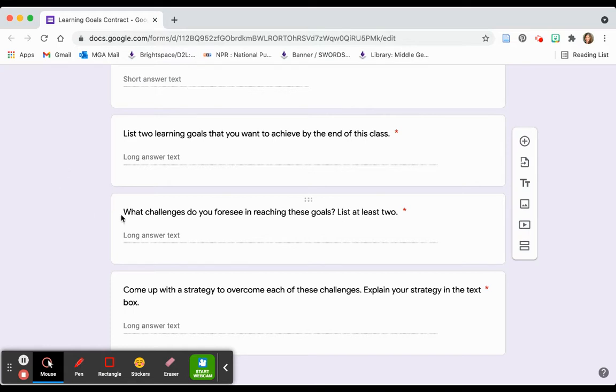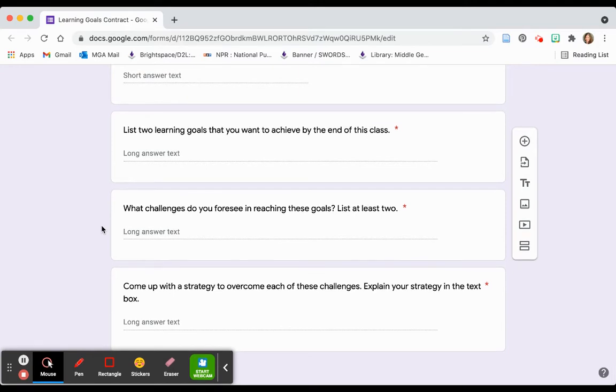The next question is, what challenges do you foresee in reaching these goals? So, these goals that you have, think about what will happen in the course of the semester that might get in your way. So, for example, if I said one of my learning goals is I want to improve my research skills, one of the challenges you could foresee is that I have a heavy workload, I'll get behind, right? And I won't have enough time to commit to my research skills, okay? So think about things that you actually often face as a challenge as a student.